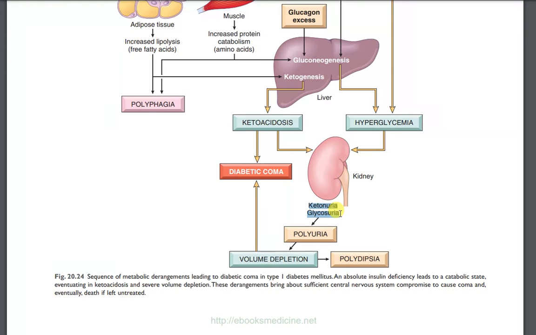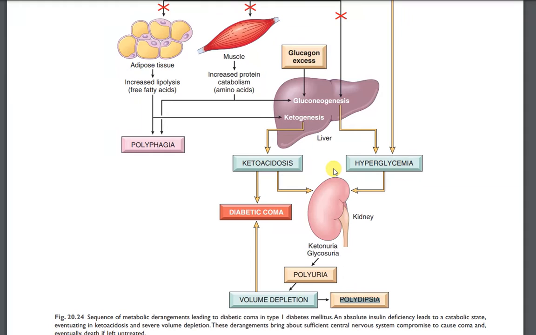Due to ketonuria and glycosuria, the osmotic pressure of urine is increased, and due to this it leads to polyuria, and then it leads to volume depletion. It can also lead to diabetic coma, but in milder cases it leads to polydipsia. So I hope you understood it.